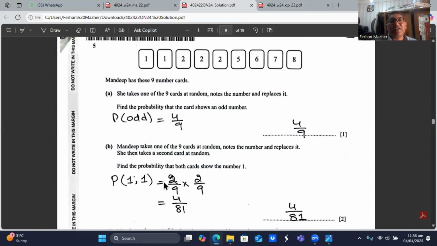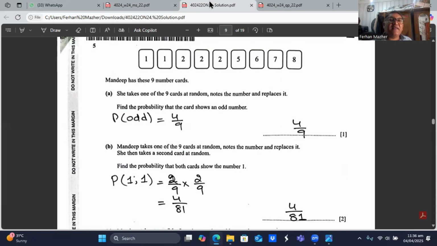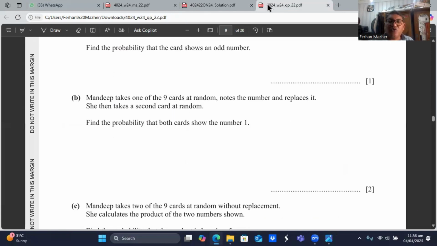So the probability of getting 1 is 2 by 9, multiplied, because they have replaced it. So the probability of getting 1 the second time will also be 2 by 9. So 2 multiplied by 2 is 4, 9 multiplied by 9 is 81. So 4 by 81 is the answer, sir. 4 by 81 is the answer because they have put the card back. So that's why when I took the second card, nothing has changed. Okay, note the total, and note how many ones there are.